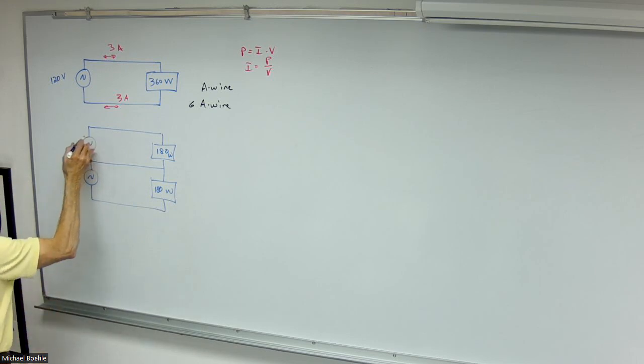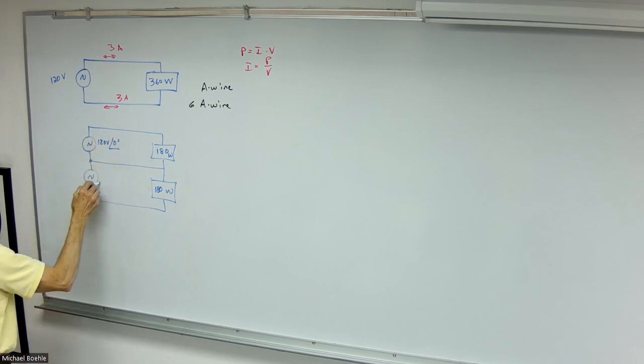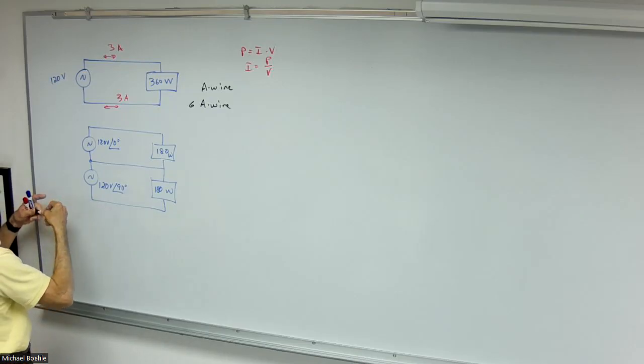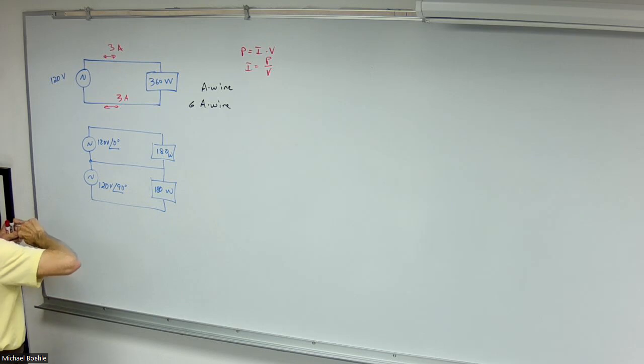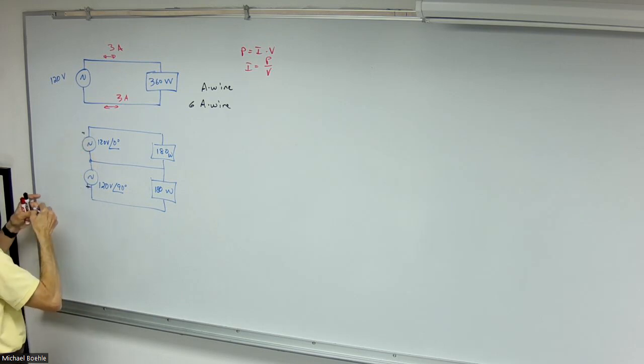Now, this is going to be 120 volts at 0 degrees. This is going to be 120 volts at 90 degrees. So I'm creating a phase shift, right? I've got these 2 power sources, phase shifted. Now, it's going to be a little bit tricky here, all right? Relatively speaking, I'm going to make this plus and that plus up here, okay?